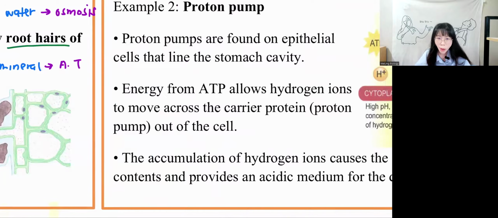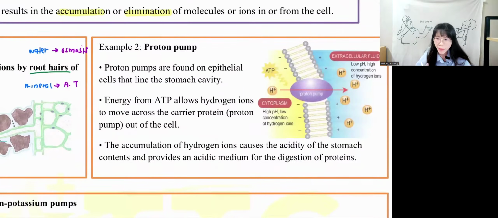But next one, we have a thing called the proton pump. Proton pump happens in your stomach because your stomach is acidic, right? Can you guys tell me why your stomach is acidic? What causes your stomach to be acidic? What is the name of the acid? Correct, it's called hydrochloric acid. Very good. It has to be hydrochloric acid.